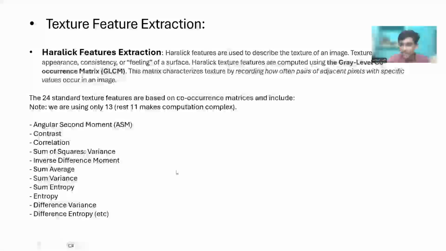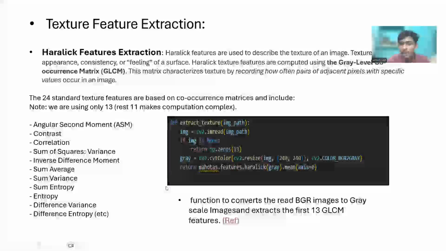How can you extract these features? Here is a sample code I have written. By using this code, I created a first function which takes the image path. It first converts it into OpenCV format. OpenCV in Python uses the BGR channel order instead of RGB, so it stacks images first on B, then G, and R. Then I converted the color image to grayscale using the BGR to grayscale function and resized it to 240 by 240.